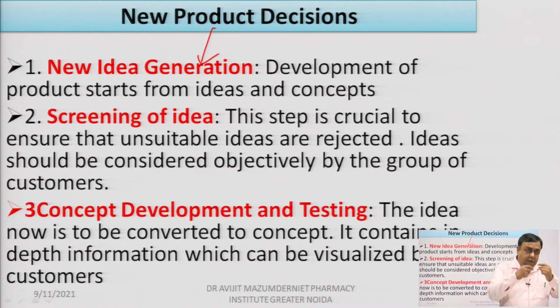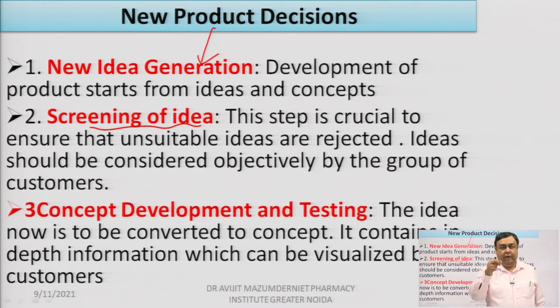So, this leads to step number 2, what we are calling screening of ideas, a very crucial step in the development of a new product. This step is very crucial to ensure that the unsuitable, unrealistic ideas and concepts are weeded out or rejected. That is, in stage number 2, those ideas which are not realistic, not good, not effective, have to be removed, and the ideas should be considered objectively with the customers' feedback that they have given.